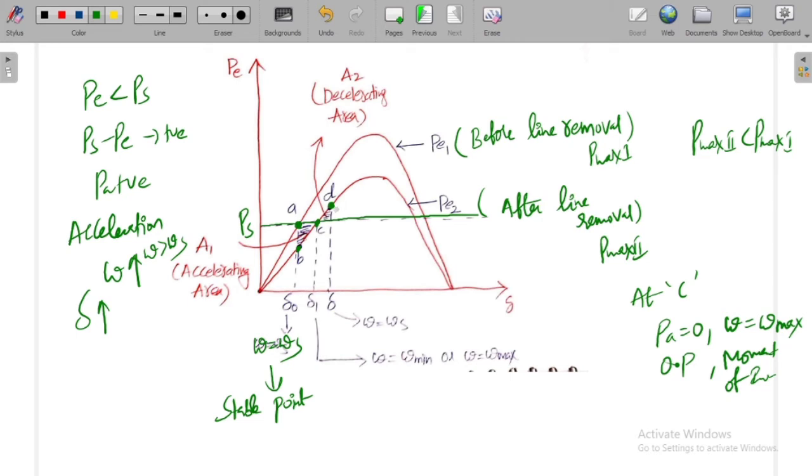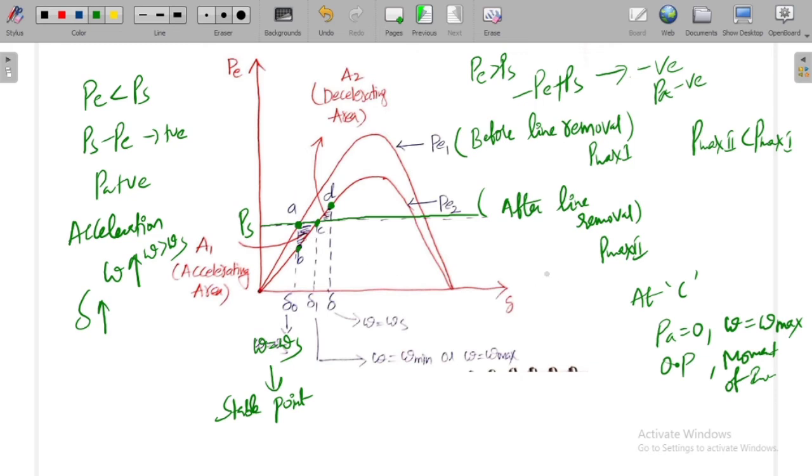So this area is called the decelerating area. Why is it called the decelerating area? This is the shaft power and this is the electric power. Electric power is greater than the shaft power. So PS minus PE, not PE minus PS. As PS is lesser and PE is greater, PS minus PE is negative, which indicates PA is negative. As PA is negative, this region is called the decelerating region. So this area is the decelerating area and this area is the accelerating area.